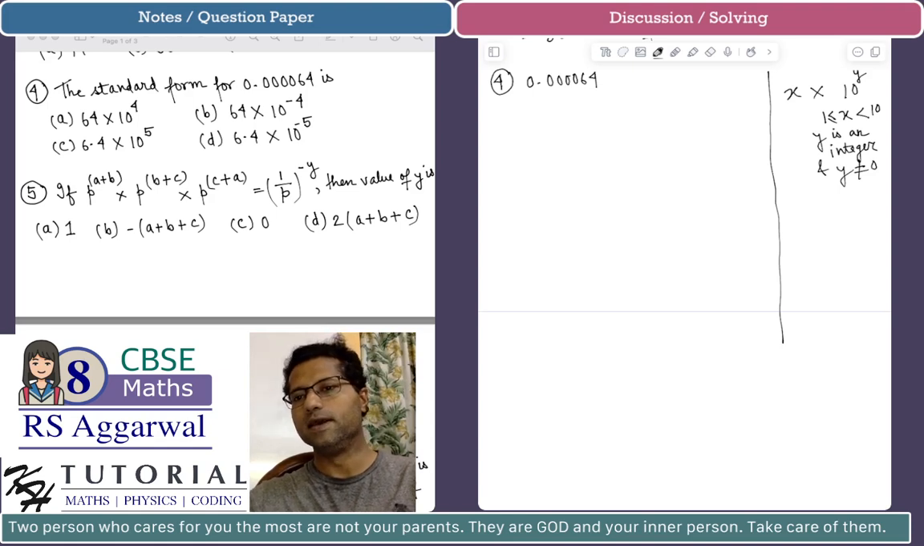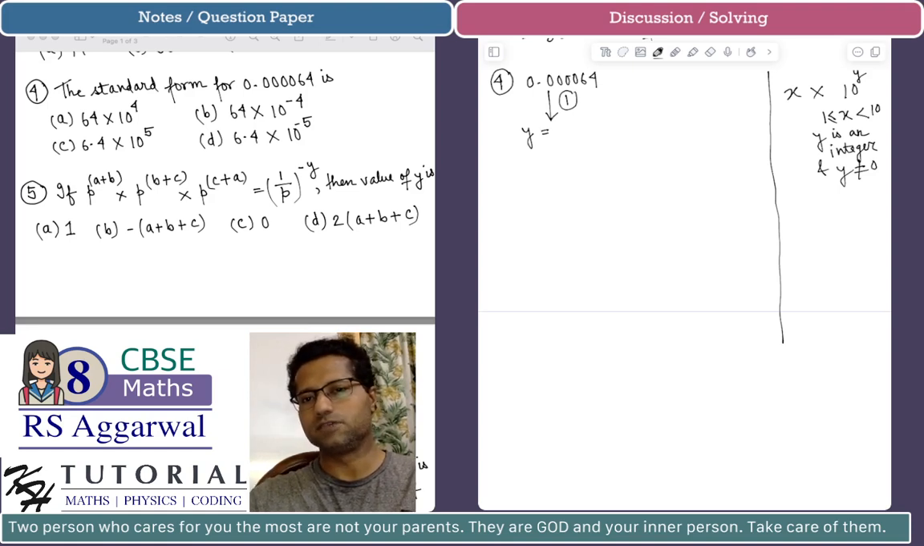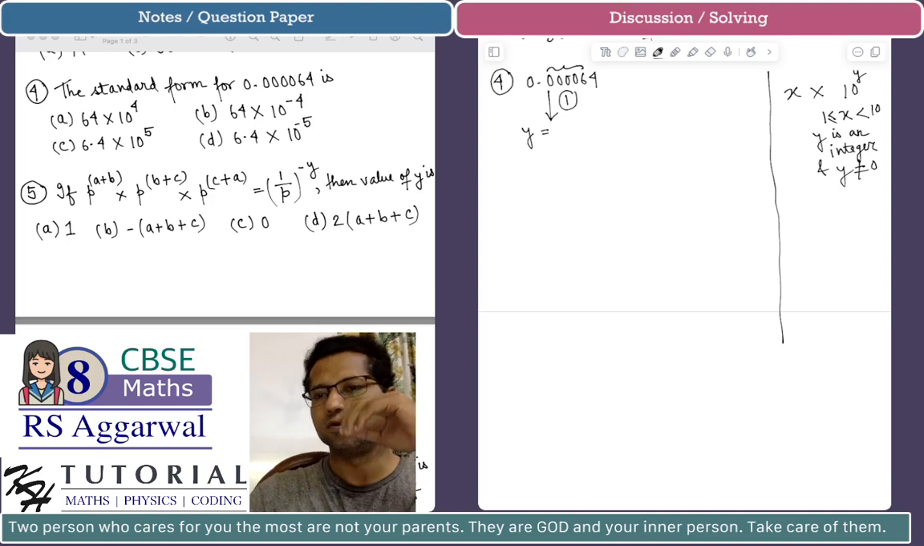So what do I need? I need x and y. So first we find y. The first step is to find y. What will be y? Y will be the number of digits to the right hand side of the decimal point up to the first non-zero digit. So those digits will be up to 6. The 6 is the first non-zero digit to the right hand side of the decimal point. So I will find the number of digits to the right hand side of the decimal point up to the first non-zero digit. There are 4 zeros and the digit 6, so y will be 5.